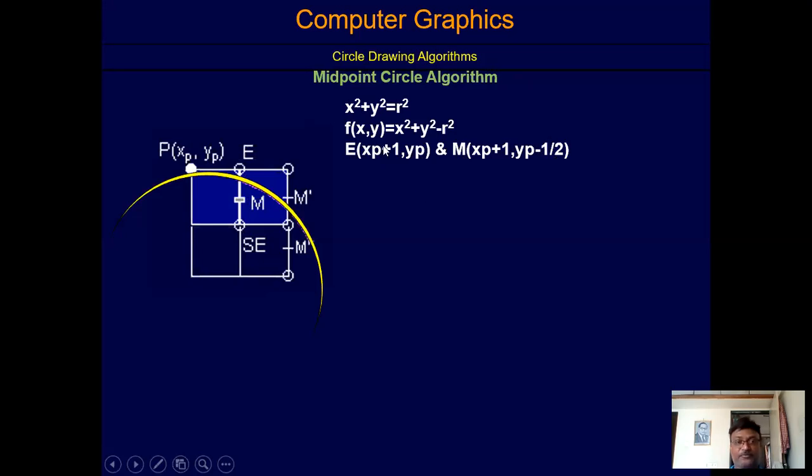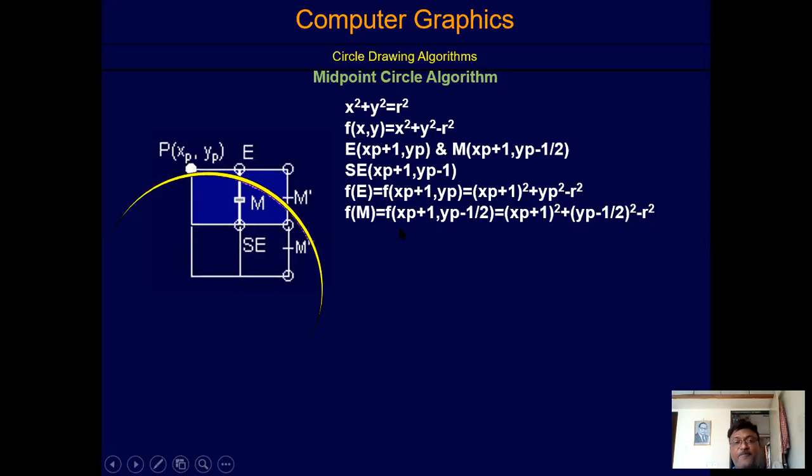Now suppose I put both the values in a function. What is the function of the circle? x square plus y square minus r square. Then the SE coordinates become xp plus 1, yp minus 1, because this is the SE. So once I put this, what is f of E? f of E is equal to f of xp plus 1, yp, which is xp plus 1 whole square plus yp square minus r square, because this point I am putting on the circle.